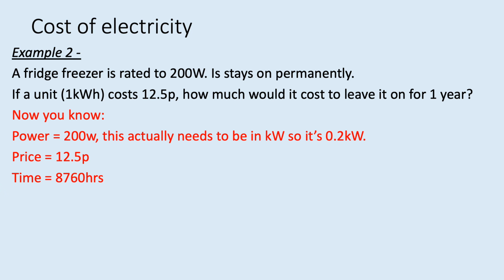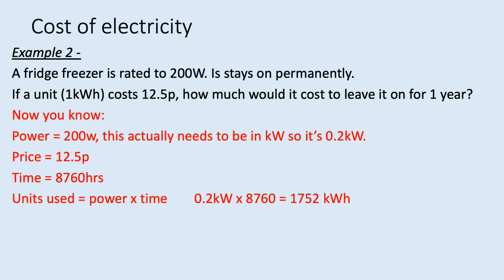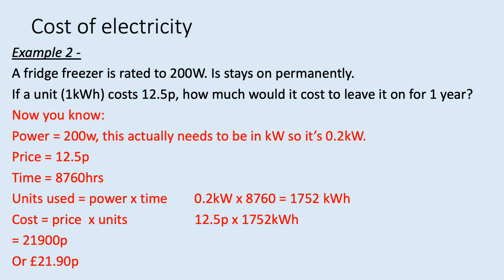Okay, first thing, hopefully you thought to yourself, you needed to know the units of energy used, which is power times time. So you have to do 0.2 kilowatts times 8,760, which gave you 1,752 kilowatt hours of energy used. You know the price, so now you need to times those 2 together, which should give you 21,900 pence. I had to make sure I didn't say 2,000 there. 21,900 pence. Obviously, we don't really deal in pence in that way, which is £21.90.